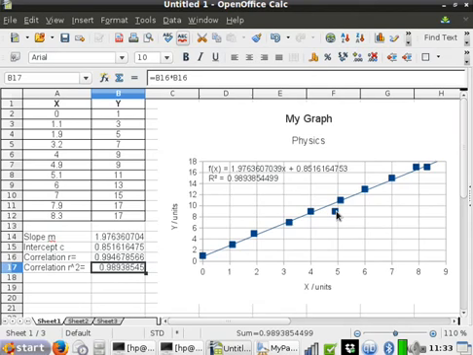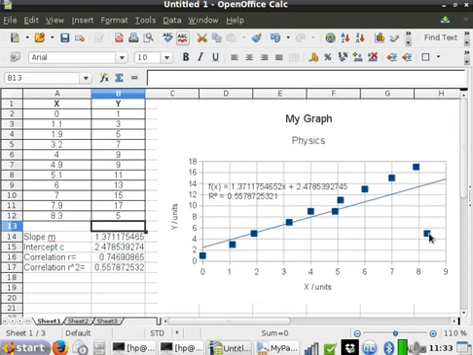Do you remember the word I gave you when a point is really far away from the line? Like, for example, if I change this last one here. What's this point called? Do you remember the word I gave you for this point? Anybody? No? Outlier. Do you remember? Outlier.